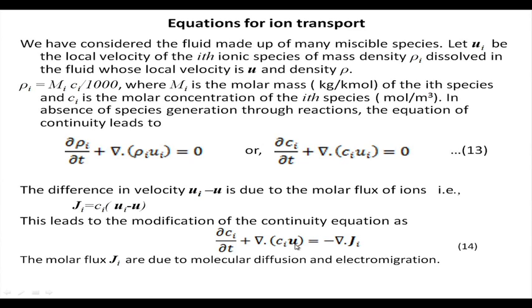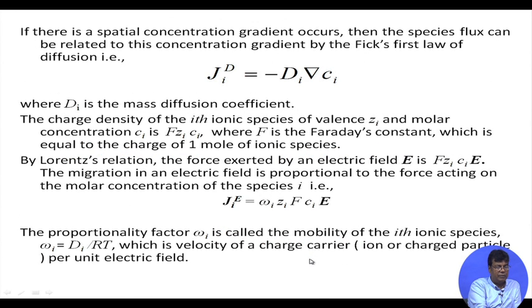So, you get a relation governed by this way. Now, J_i is due to what mechanisms? Here we have neglected the gravitational force and also the reactions. So, the mechanisms for this ionic flux are molecular diffusion and electromigration. Now we have to get an expression for J_i, the molar flux of ions due to these mechanisms.